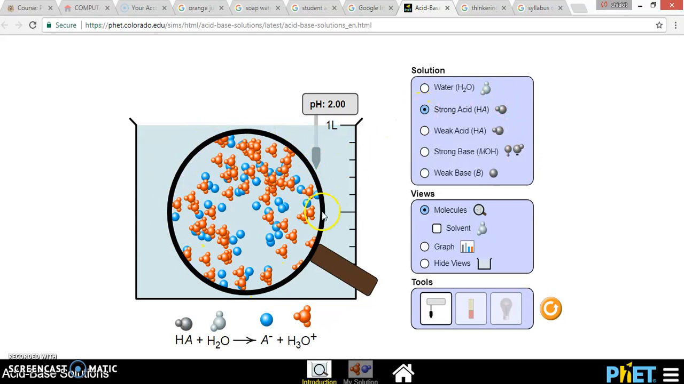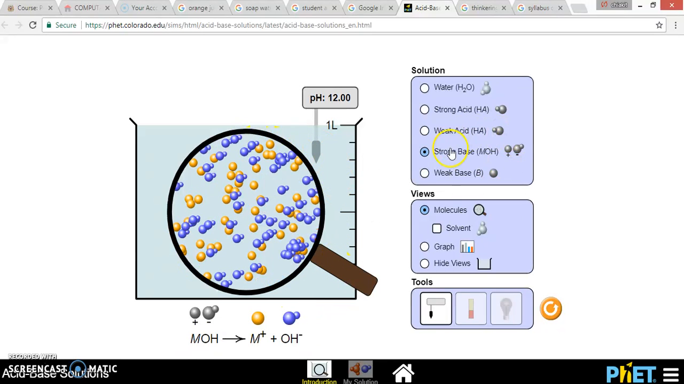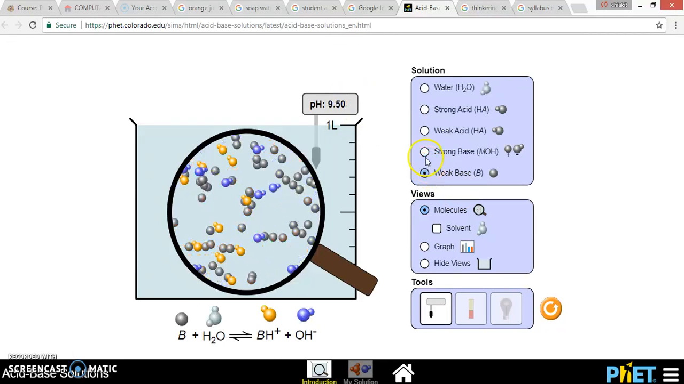They will find that there are more hydrogen ions here, and the pH is 2, which is lower than 7. The weak acid has a pH slightly higher than the strong acid, and there are fewer hydrogen ions. And also the strong base, and also the weak base.